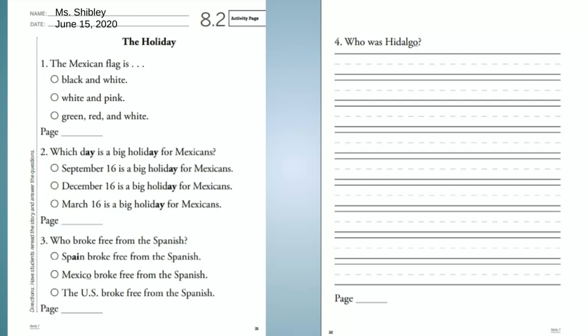We don't have discussion questions, but we do have questions on our activity page, 8.2. At the bottom it says the number 31. You're writing your name and the date at the top. Again, it is June 15th, 2020. Ready? Number 1. The Mexican flag is black and white, white and pink, or green, red, and white. Fill in the bubble that best matches the description of the Mexican flag.